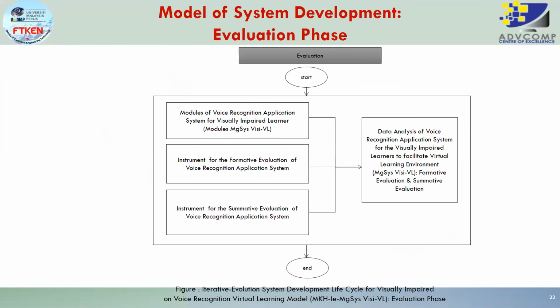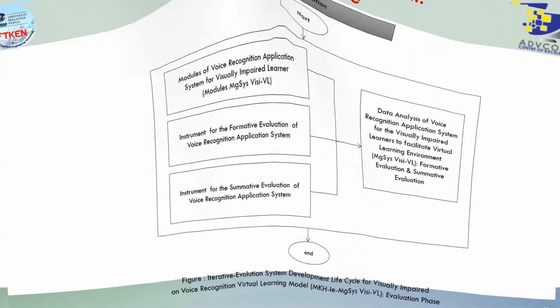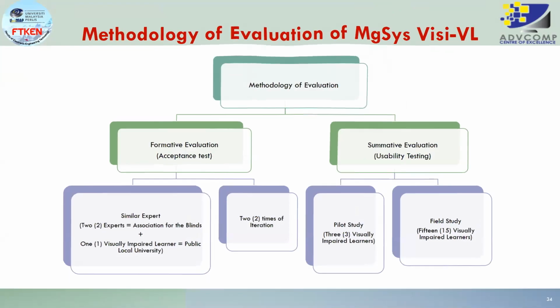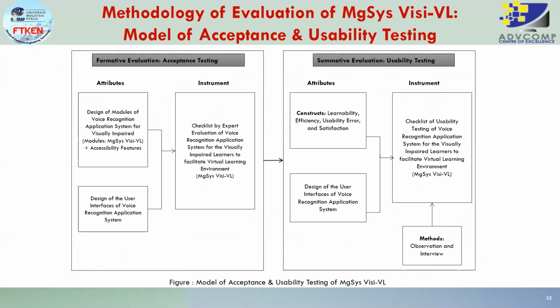At this stage, the developed system is evaluated with two types of evaluation method, which are the formative evaluation, which is the acceptance test, and also the summative evaluation, the usability testing. The evaluation has been conducted with the user and the expert. Results from this stage can show the usability rate of the system. So this is the process flow for the evaluation.